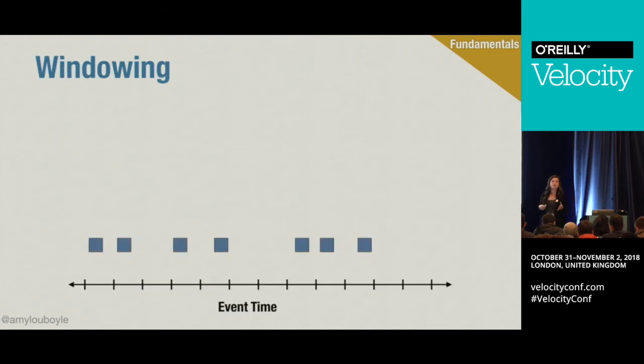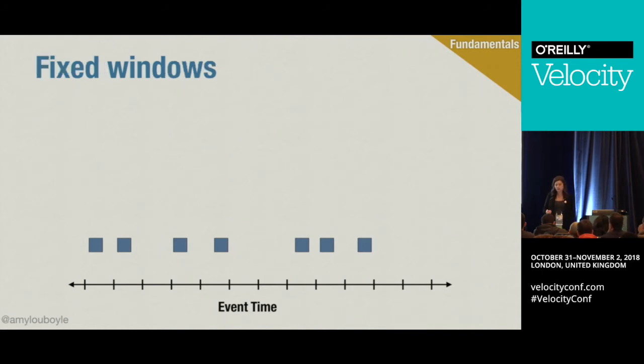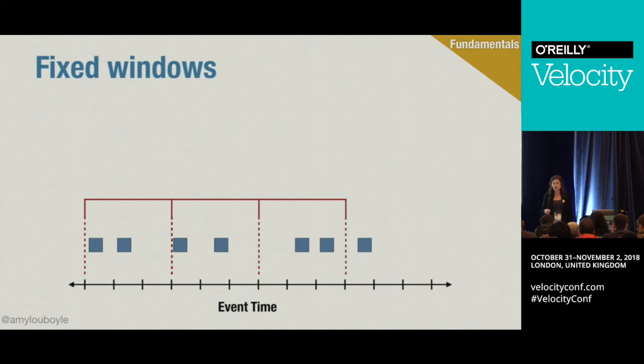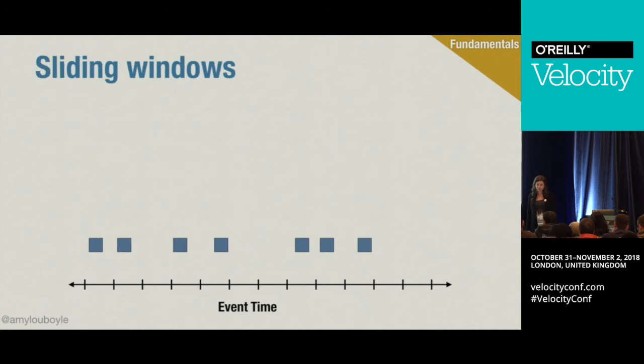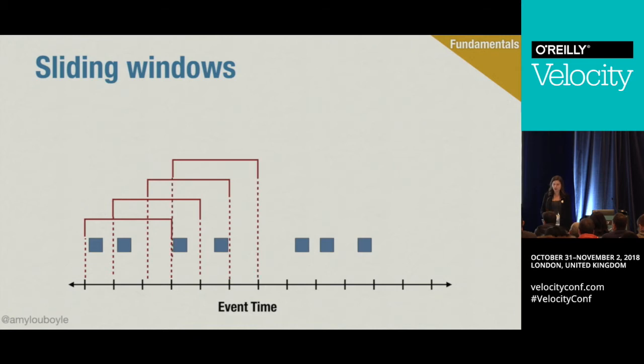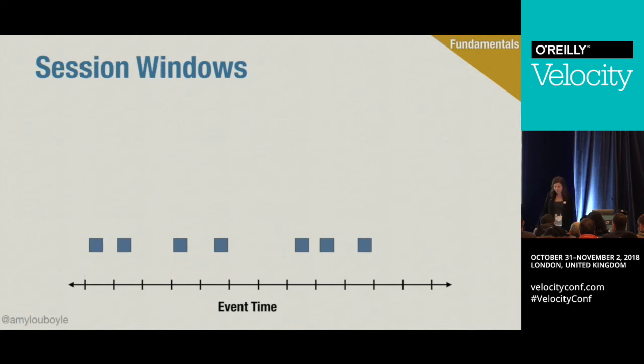So there's a few different ways that I'm going to talk about that you can window. The first is doing fixed windows. This is also called tumbling windows. This is when the interval of the window is equal to the window size. Each data point will belong to exactly one window. Sliding windows are when your interval is smaller than your window size. So you have overlapping windows, and each piece of data may belong to more than one window. This is something you can do to get, say, a rolling average.